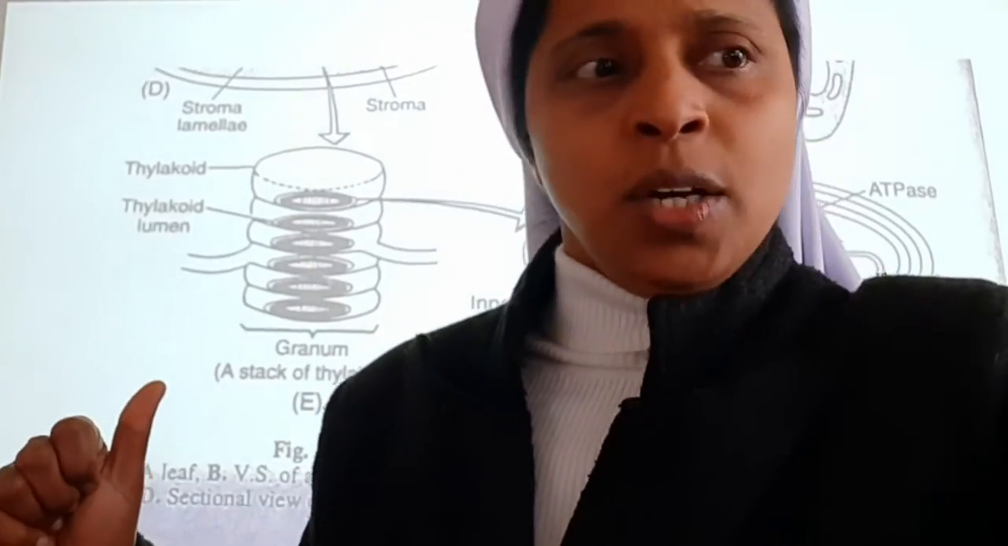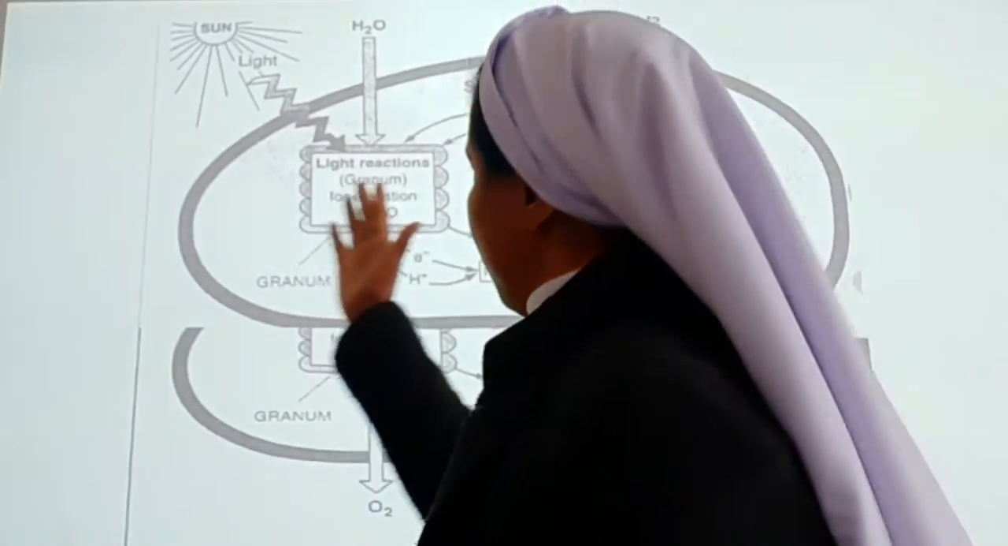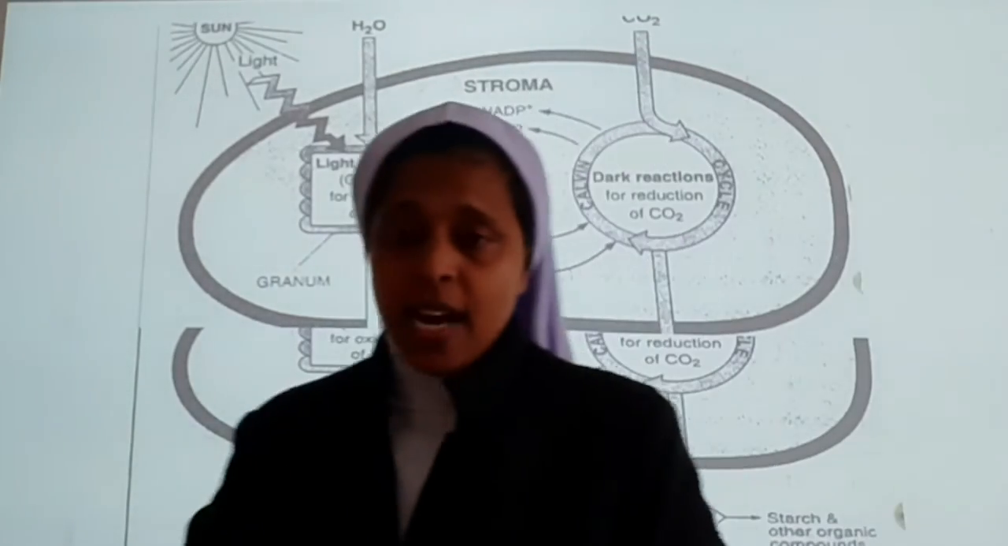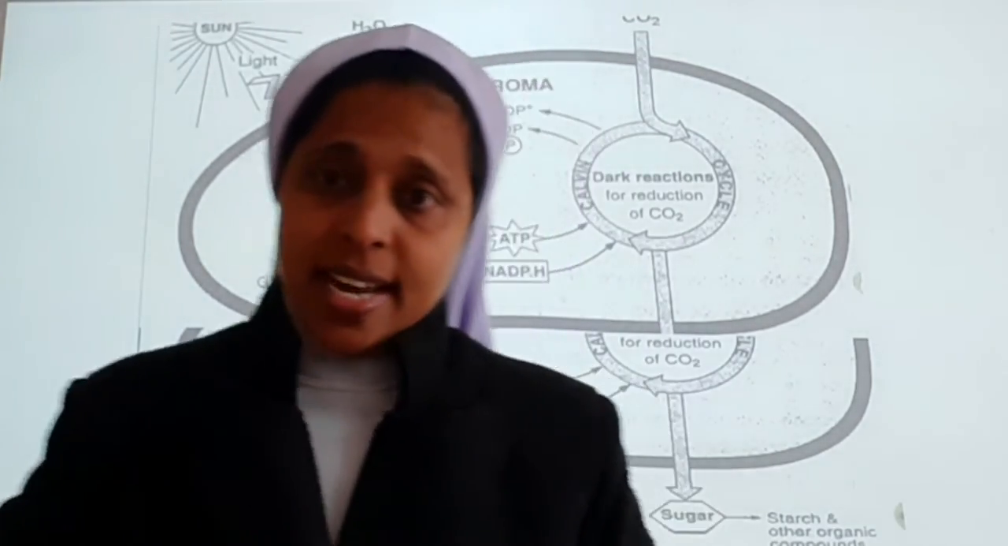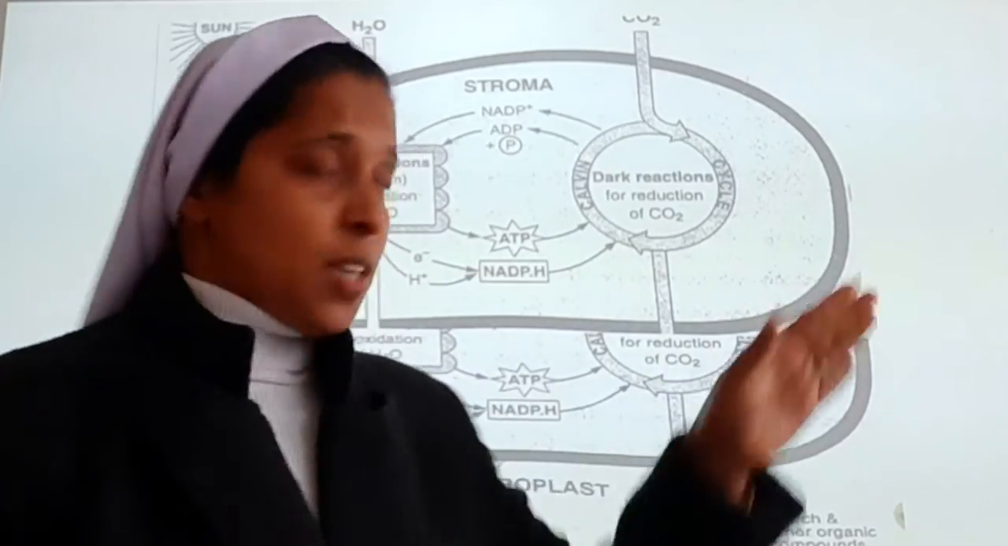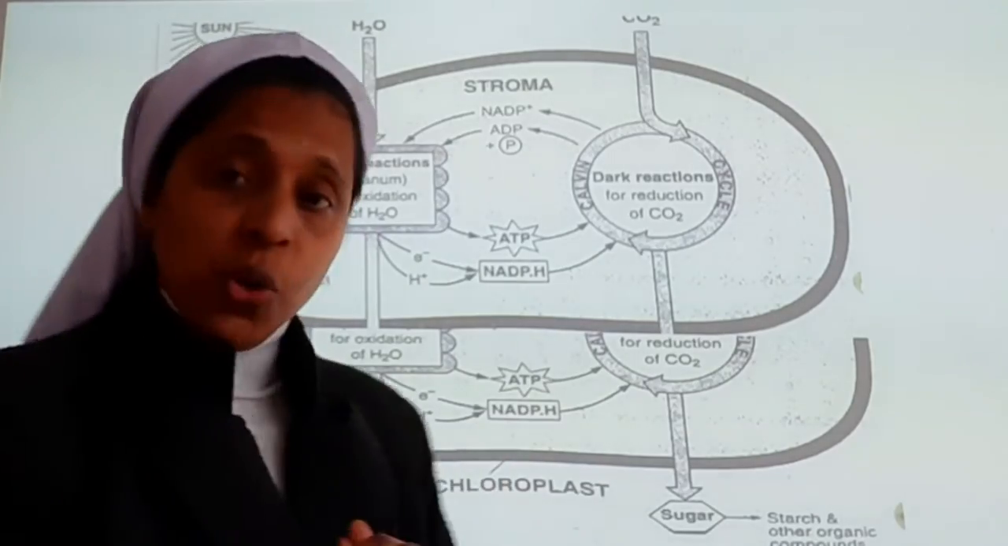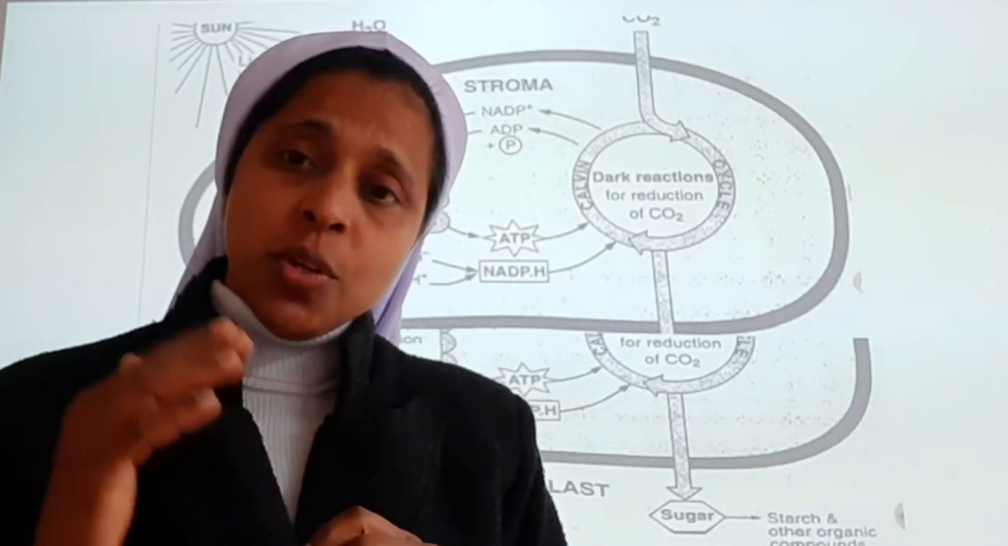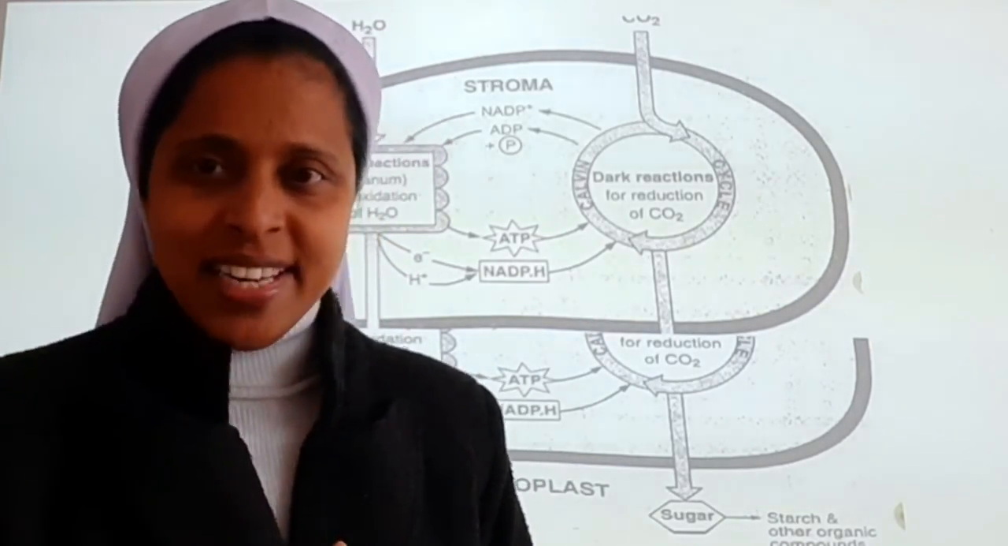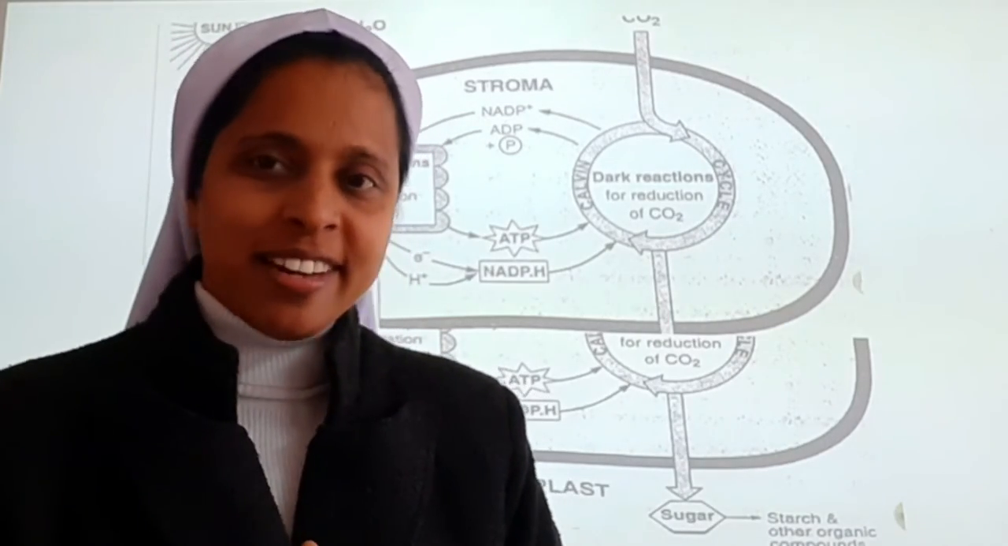And next, moving forward to the light reaction as well as the dark reaction. What is the light reaction, what is the dark reaction, and where is it taking place? We have the stroma here, we have the granum here, and we have the chloroplast here. Light reaction does not mean that it takes place in the light and the dark reaction takes place in the dark. No.